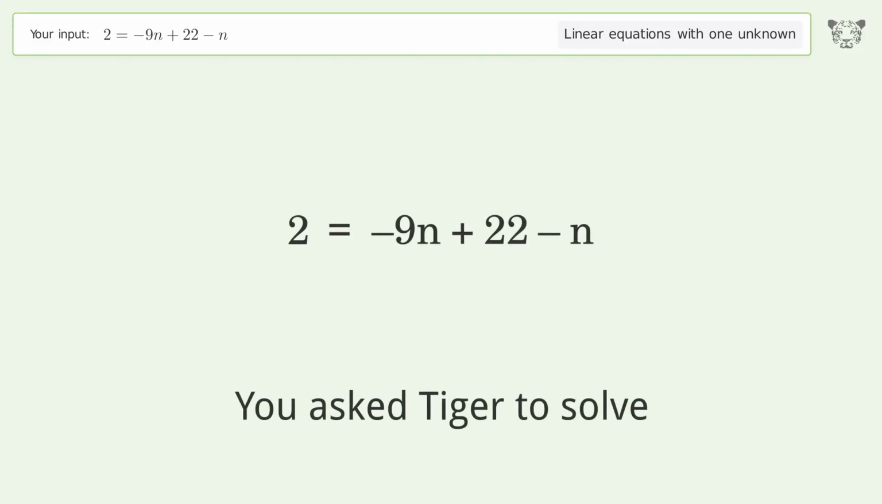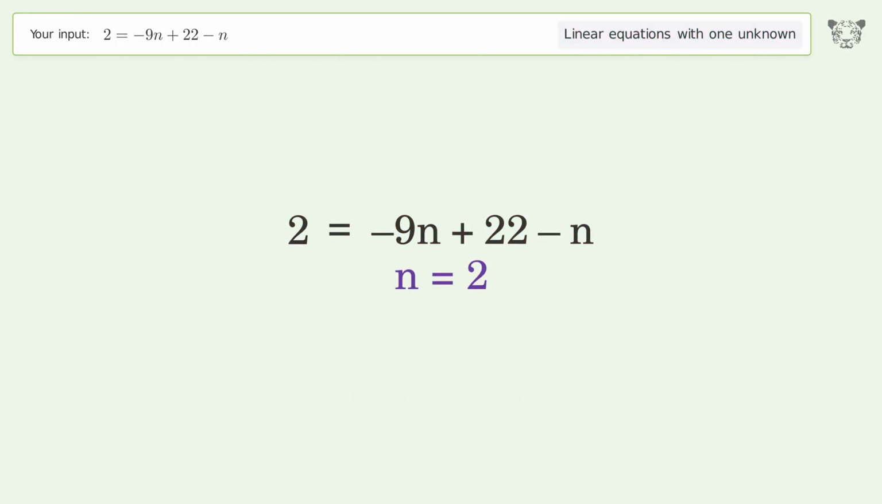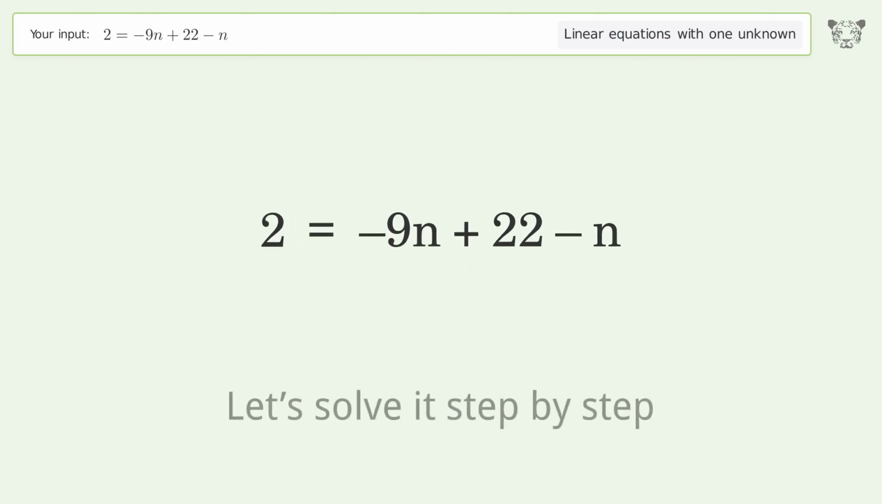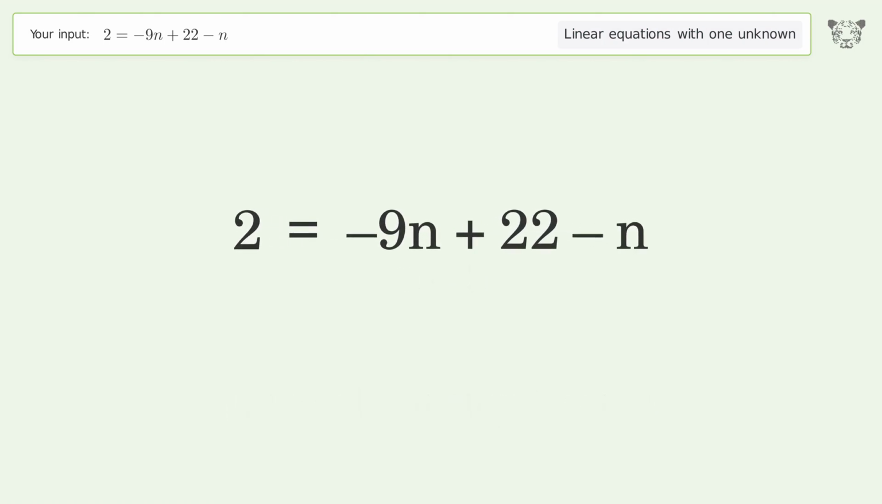You ask Tiger to solve. This deals with linear equations with one unknown. The final result is n equals 2. Let's solve it step by step. Simplify the expression. Group like terms.